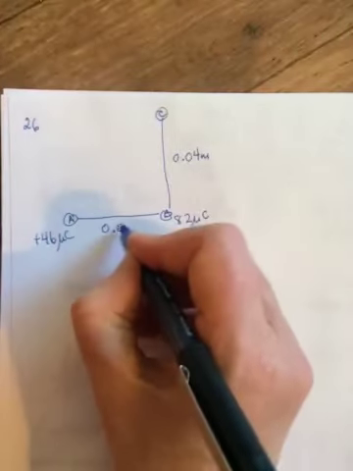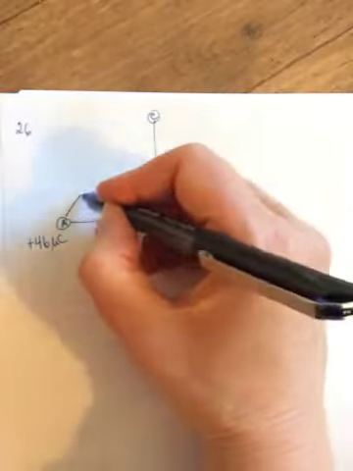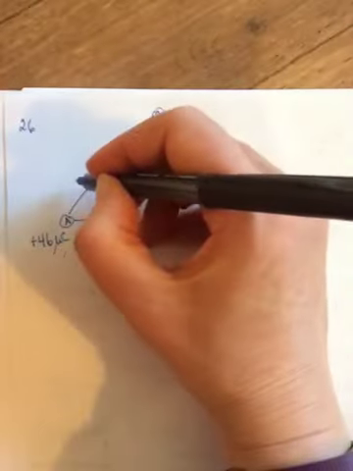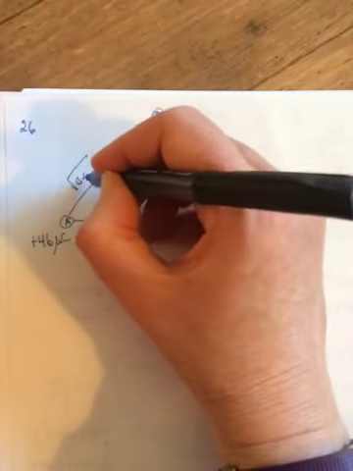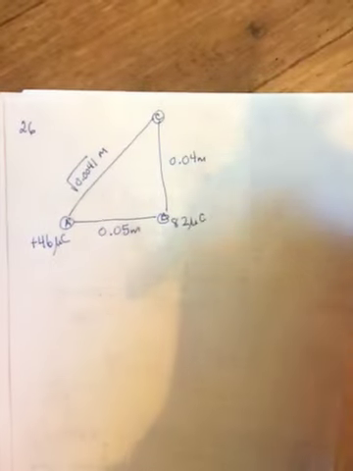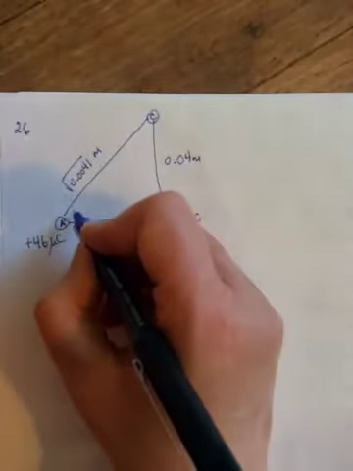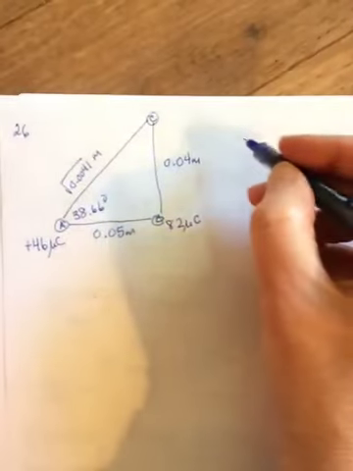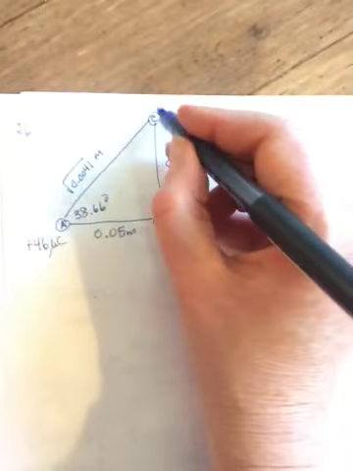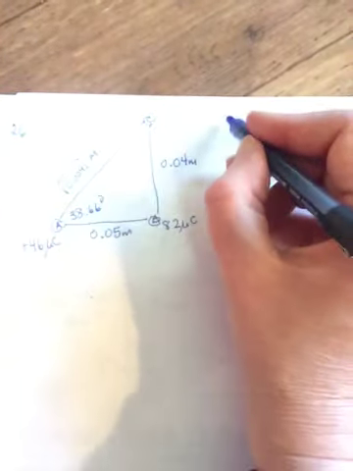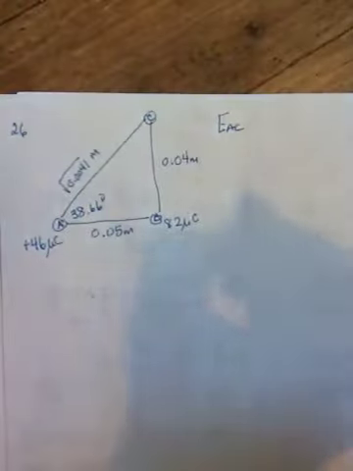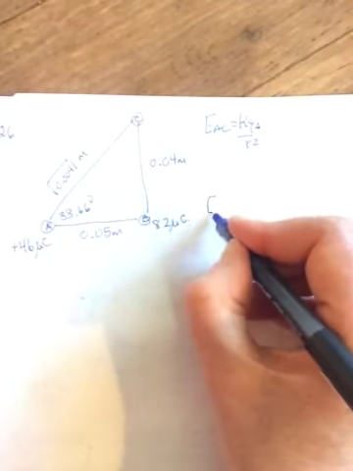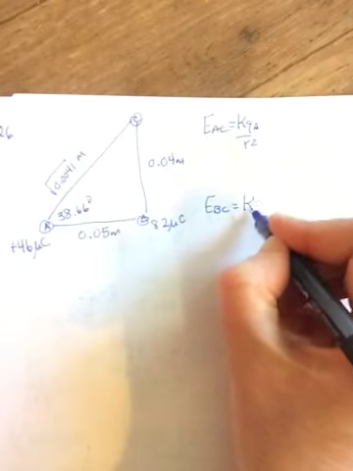This is 0.05 meters. And this one will be the square root of 41 centimeters, or 0.041 meters. Okay? If we find the angle, it should again be 38.66. We've had these numbers in another question, I think. Okay, so it wants to know what's the electric field at C. So you need to find the electric field from A at C. So do KQA over R squared. And you need to find the electric field from B at C. So KQB.